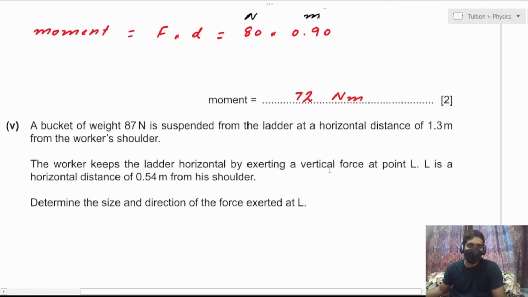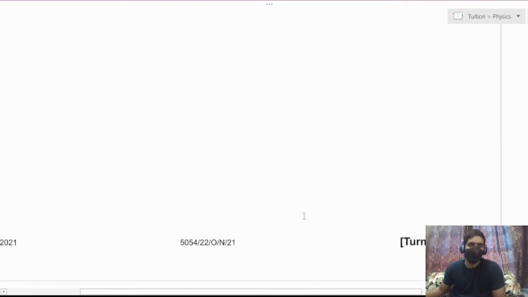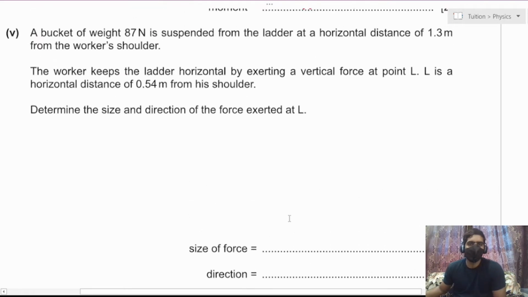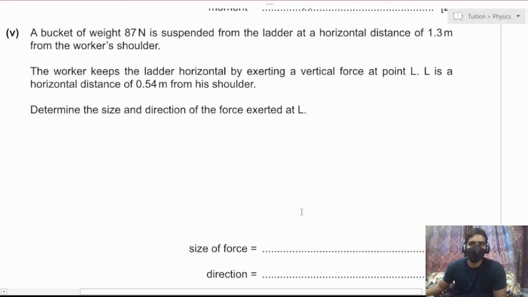All right, let's move on to part 5. Yeah, and that's the last part of this question. Your 15-mark question this one was, and the last part is of 3 marks. All right, so let's continue with the next part, part 5.